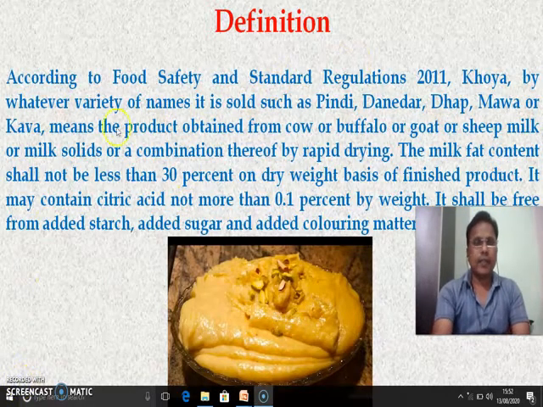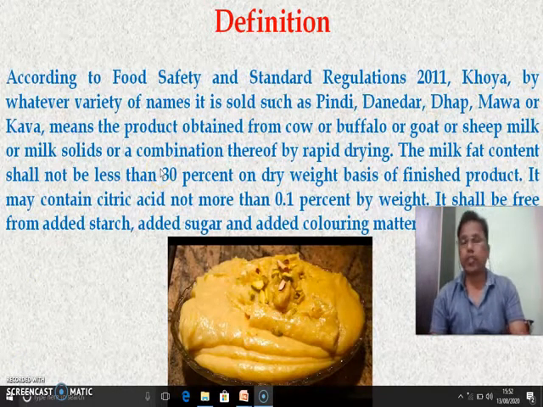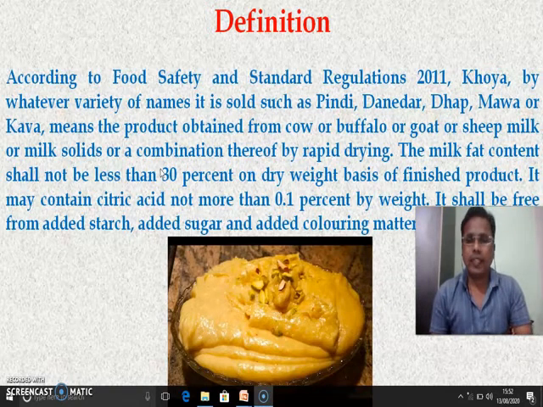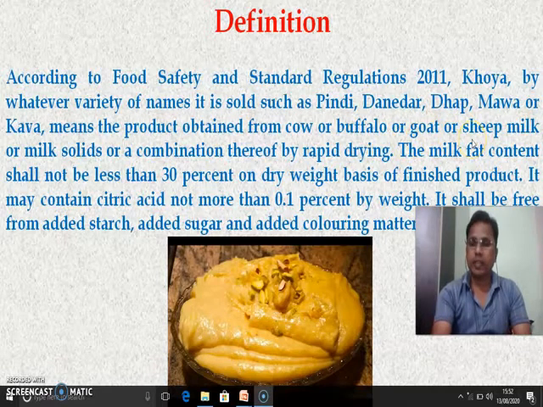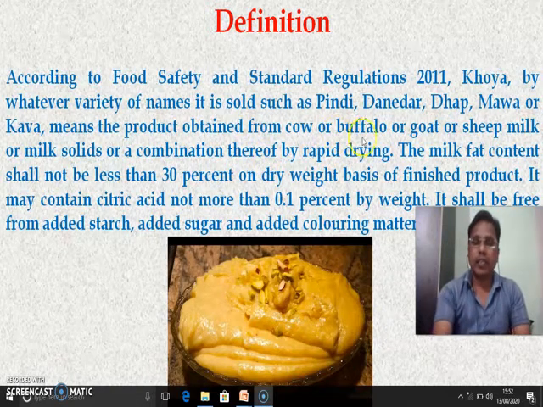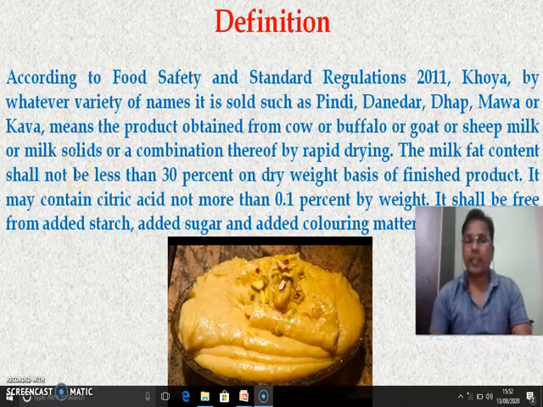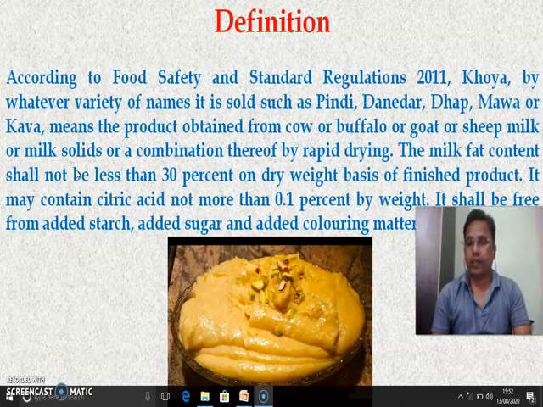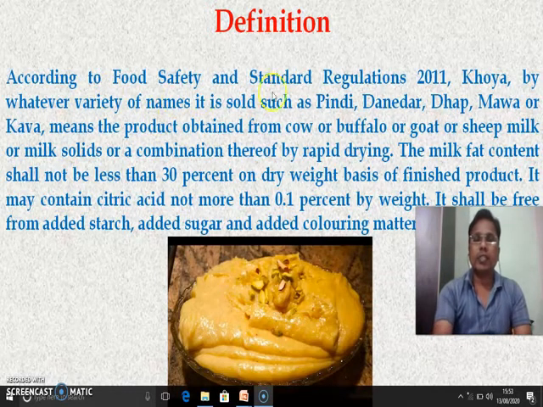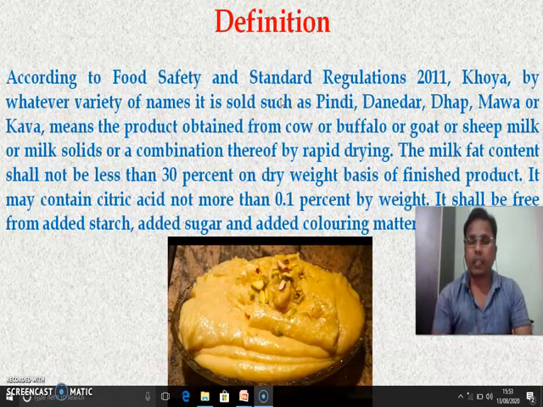Now let's see the definition of Khoa. This is the definition of Khoa according to the Food Safety and Standards Regulation 2011. In this definition, they have given the clear-cut definition of Khoa. That is, Khoa is the product prepared by rapid drying, and it should not contain less than 30% fat on dry weight basis of the finished product. This is a very small and easy definition to memorize.